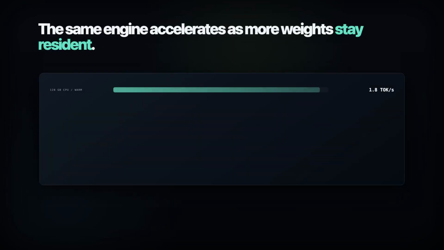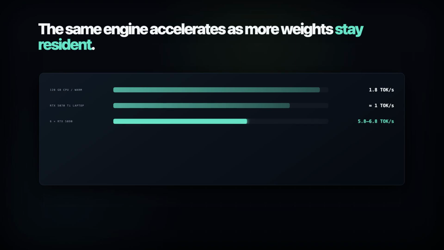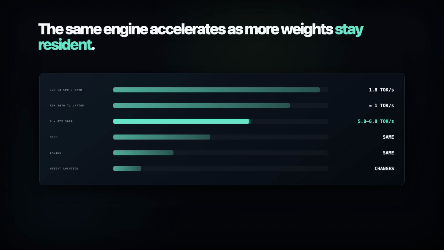Colibrì reports around 1.8 tokens per second on a 128 gigabyte CPU-only machine once the cache is warm. A laptop class system using an RTX 5070 Ti has reached about 1 token per second. And on a 6 RTX 5090 machine, where the experts can remain resident instead of constantly coming from disk, the project has measured roughly 5.8 to 6.8 tokens per second. Same basic model, same basic engine. What changes is where the weights live.